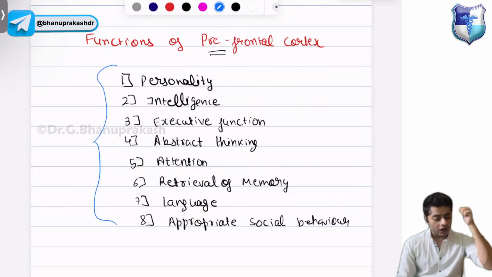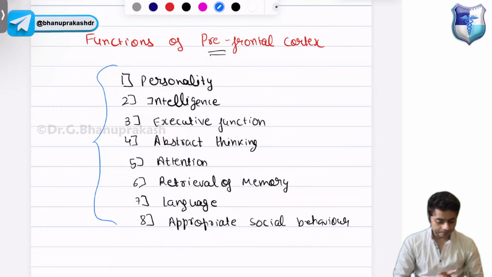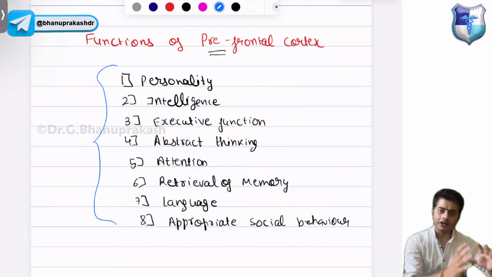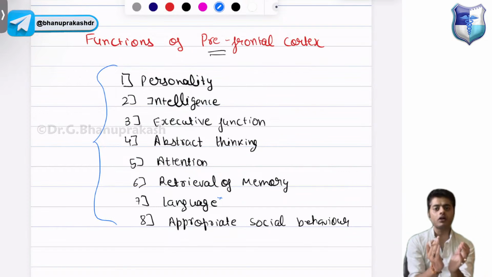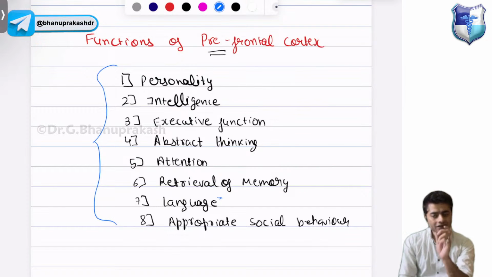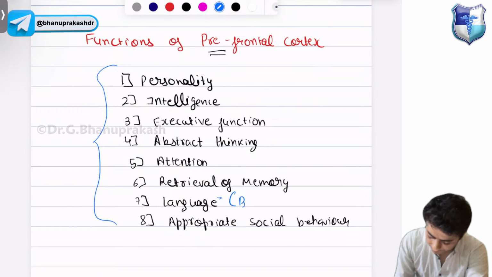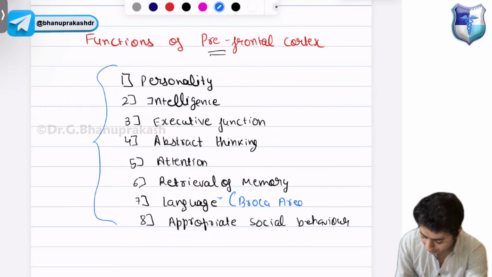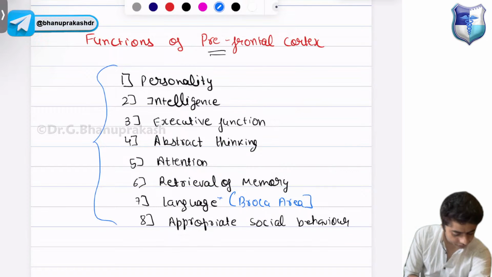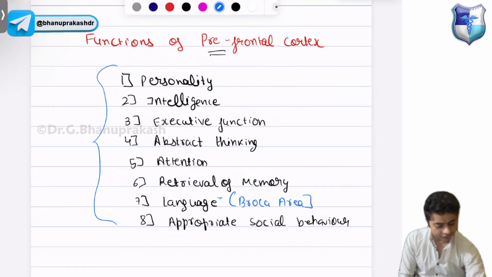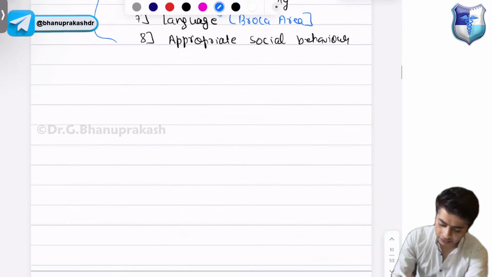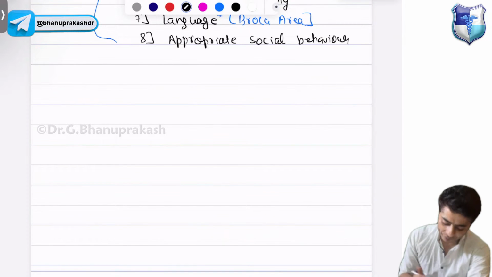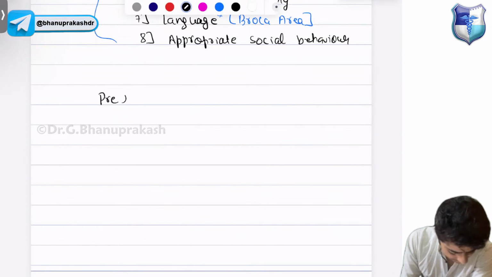So everyone got this, the concept of prefrontal cortex. Prefrontal cortex is part of your frontal lobe only, and language is controlled by the prefrontal cortex because in your frontal lobe is your Broca's area, and Broca's area helps you in speaking. So the prefrontal cortex also has the Broca's area. That's why it is also involved in the language part. Yeah, good, Vishali.